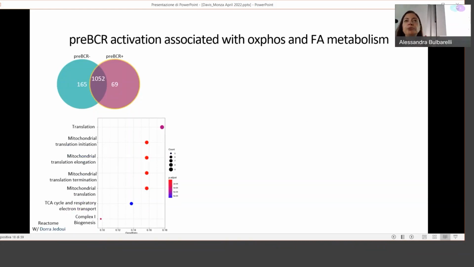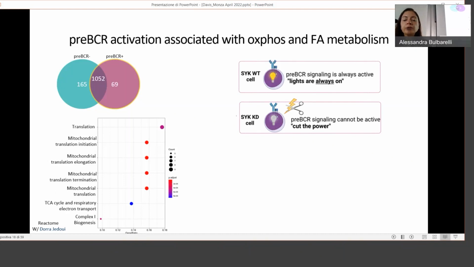And so Dora went and she pulled out all the ALL cell lines, separated them into BCR positive, pre-BCR positive, and pre-BCR negative, and looked at their particular dependencies. And there were only 69 genes actually that had particular dependencies in the pre-BCR positive group. But when she put this into a Reactome database, again, these were identifying things that had to do with energy and OXPHOS and fatty acid metabolism, with a lot of mitochondrial gene lists and TCA cycle coming up.